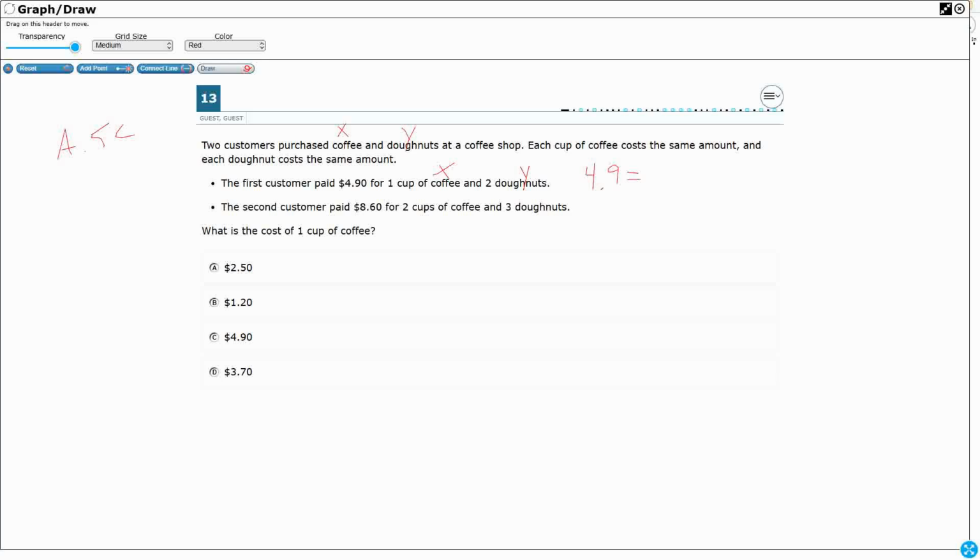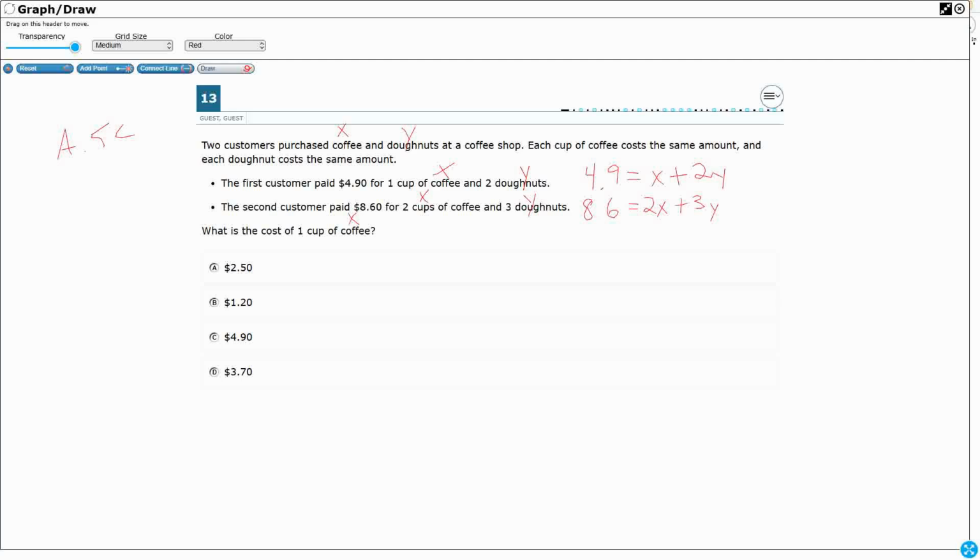What did they get? They got 1 cup of coffee, so that's 1x. And we're going to add the other thing they purchased, which was 2 donuts. So that's going to be 2y. So 4.9 equals x plus 2y. Now, the second customer paid $8.60 for 2 cups of coffee, 3 donuts. So let's do an 8.6 equals, now I'm going to do 2x plus 3y. All right, so now we're looking for the cup of coffee. The cup of coffee is x, so we need to find x.